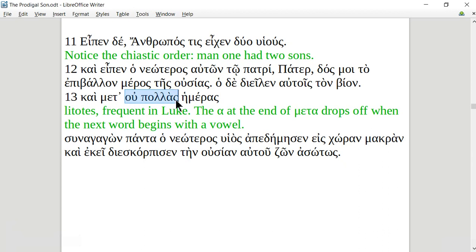This ou pollas, that's technically called litotes, and it's frequent in Luke. Instead of saying a few days, they say it with a negative, after not many days. And we'll also notice the R at the end of meta drops off when the next word begins with a vowel, met' ou pollas. And here we have meta in the meaning of after. Before, or in other places, we've had it meaning with.